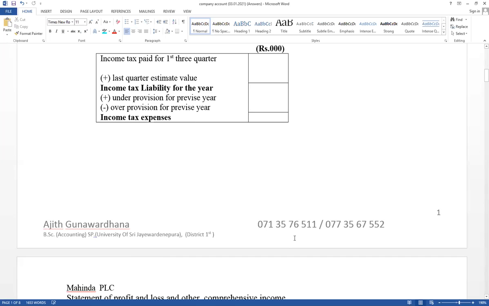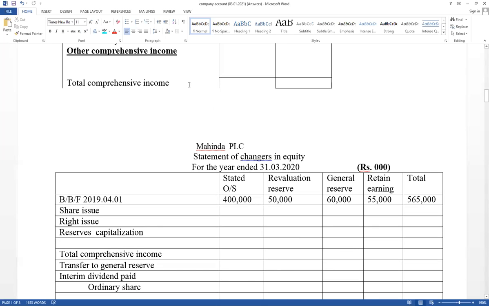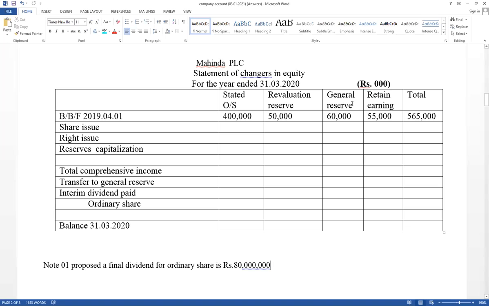Adjust it. Therefore, this is the statement of change in equity. Retained earning columns, from retained earning column should be deducted as interim dividends paid for ordinary shares. Therefore, within brackets, retained earning columns value equals 70,000. Trial balance it is given values in 1,000.